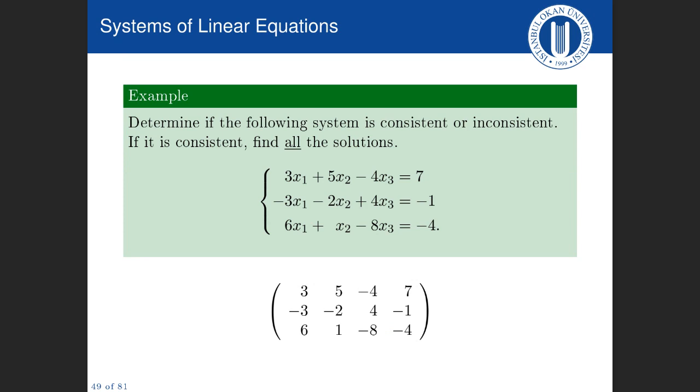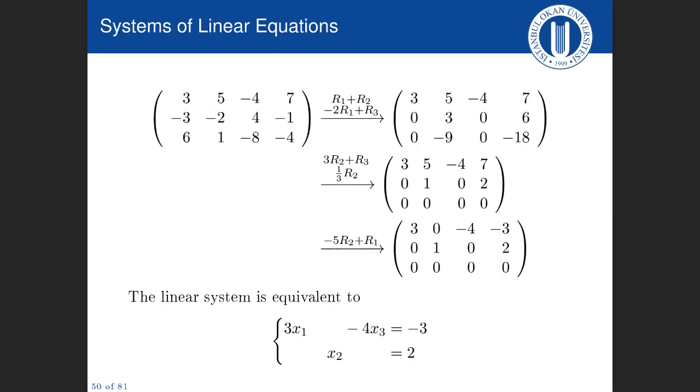Determine if the following system is consistent or inconsistent. If it's consistent, find all the solutions. Step 1, write down an augmented matrix for the system. That just means pick out the numbers. The numbers are 3, 5, minus 4, etc. So we write 3, 5, minus 4, etc. And then we're going to do row operations to simplify this augmented matrix, in other words, to get lots of zeros in here. And here's the whole calculation. I'm not going to talk through it this time. I'll leave this for you to check when you look at this again.